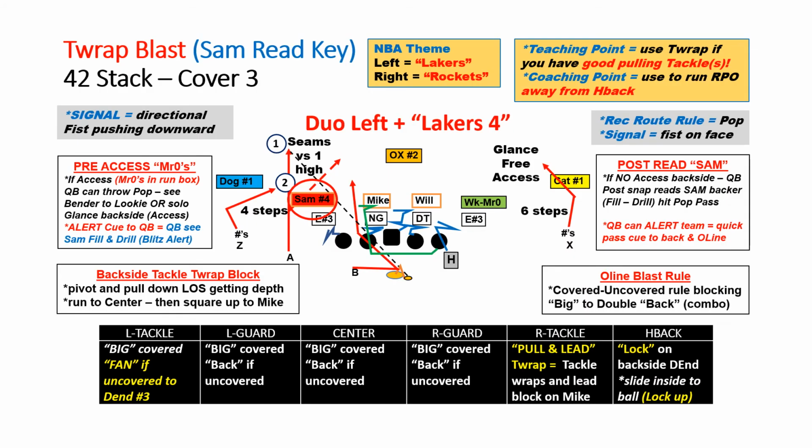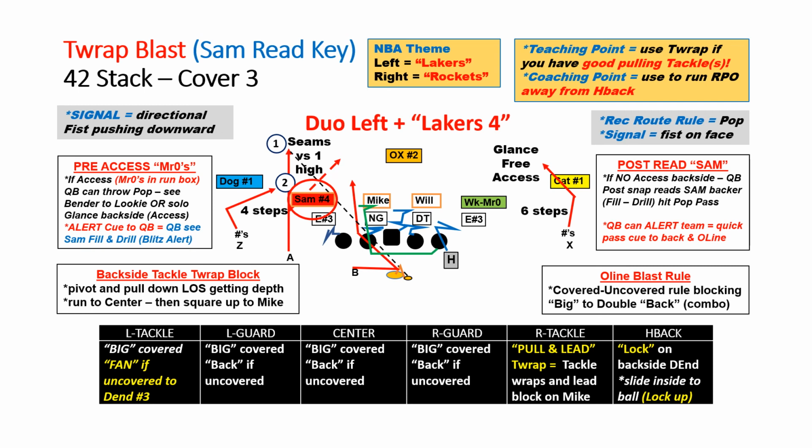So here's a diagram of the T-wrap blast versus a 4-2 stack cover 3. You can see here the H-back on the right now is going to use his J-path block and block the end inside out. The tackle will go ahead and use a square, skip, and pull, isolating up on the Mike using the bomb block.